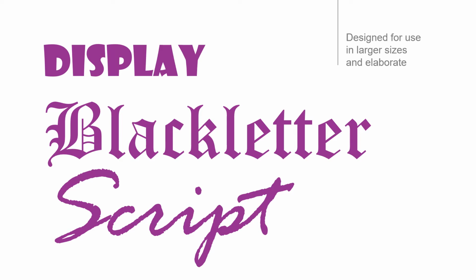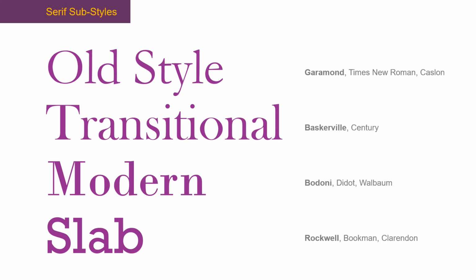So here are a couple examples of what display fonts might look like. A couple subsets of display fonts include blackletter and script. There are also substyles of serif typefaces as well as sans serif. So here are a couple serif substyles. There's old style, traditional, modern, and slab. And you can see on the right in gray, I give you a couple different typefaces as examples to each of the styles.